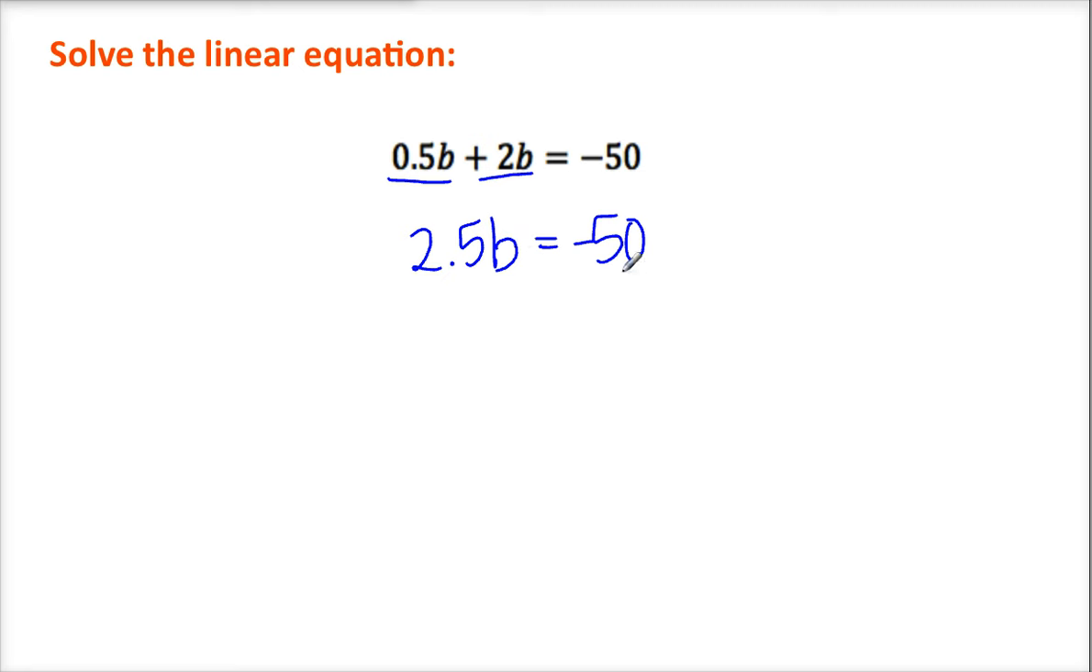Now this is looking a little bit easier now. I have all my variables on this side. The b's are all on this side together, and all the numbers are over here. So now I need to get rid of this 2.5. The way I would do that is I'm going to divide it into 2.5 groups on both sides. Okay, 2.5 divided by 2.5. If you want to check it on your calculator, you can, but it's just 1. So I'm left with 1b is equal to a negative 50 divided by 2.5.